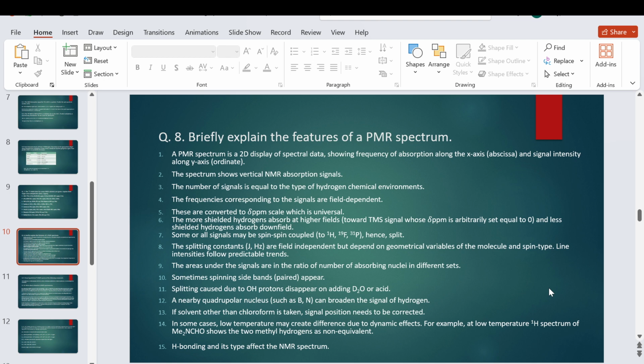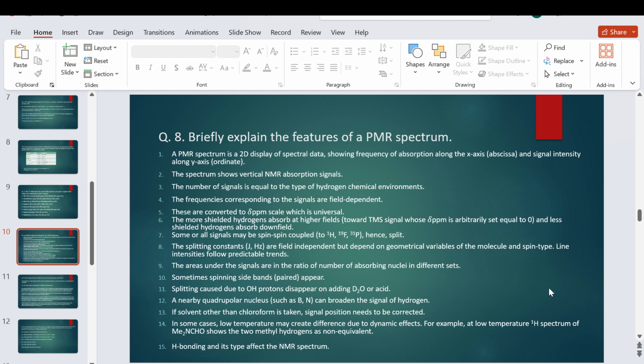Some or all signals may be spin-spin coupled to protons, to fluorine, to phosphorus, hence a split. The splitting constants J in hertz units are field independent, but depend on geometrical variables of the molecule and the spin type. Line intensities follow predictable trends. The areas under the signals are in the ratio of the number of absorbing nuclei in the different sets. Sometimes spinning side bands appear in pairs.